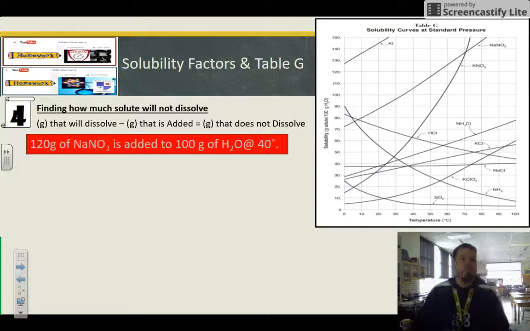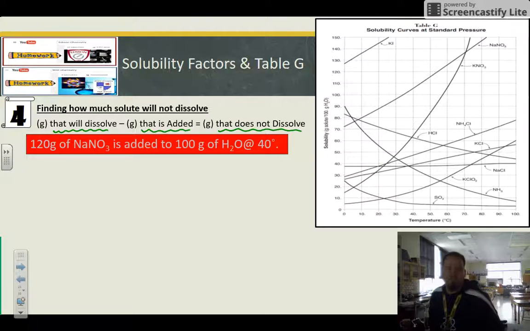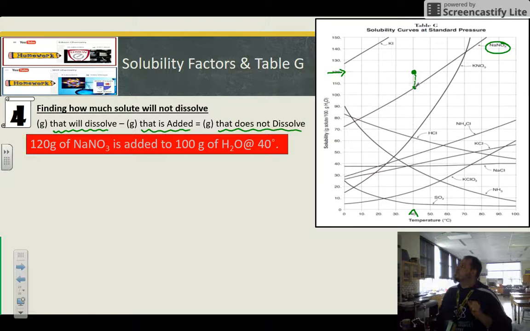Okay, so finding out how much will not dissolve, I'm going to have to do a little bit of math. What will dissolve versus what's added will give me what did not dissolve. So 120 grams of NaNO3 is added to 100 grams of water at 40 degrees. So let's find my 40 degrees, let's find my 120 grams and plot that. Now, I should be able to dissolve about 105 grams. So 105 grams will dissolve.